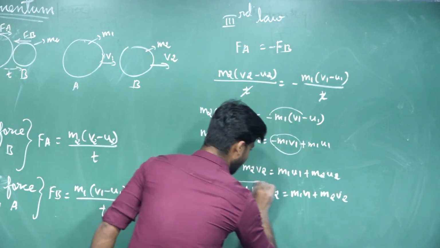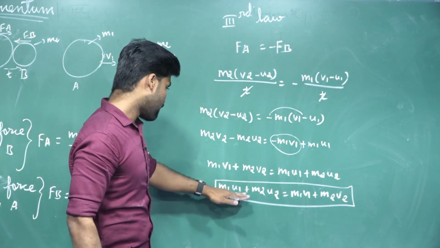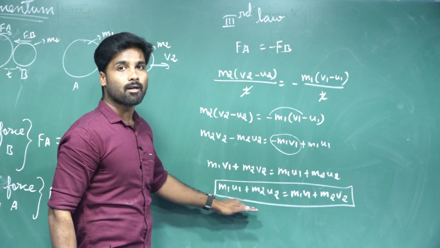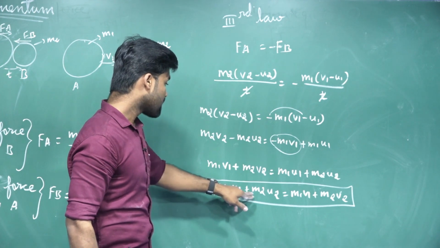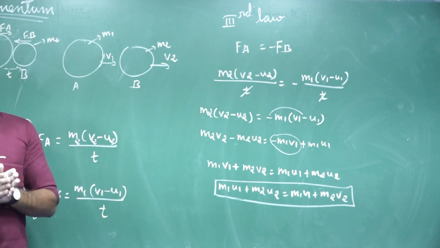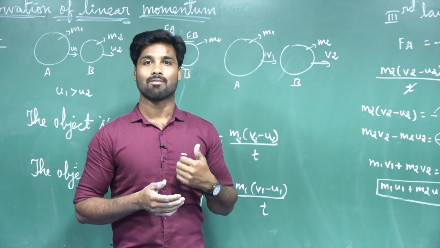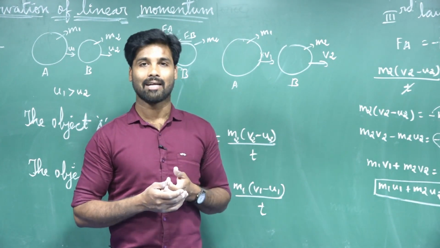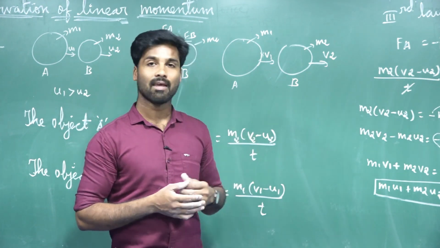So this is the final derivation for the conservation of linear momentum. According to this formula, the total momentum before collision equals the total momentum after collision. Now conservation of linear momentum is proved: M1 U1 plus M2 U2 equals M1 V1 plus M2 V2. So far we have discussed Newton's second law of motion, its statement and proof, impulse and some examples for impulse, Newton's third law of motion and its examples, and the conservation of linear momentum statement and its proof.